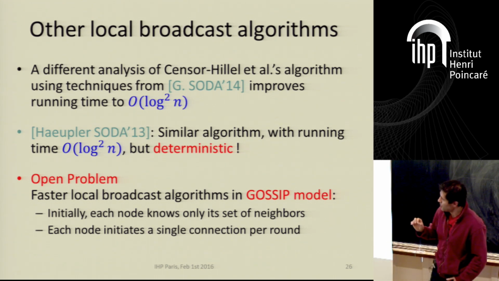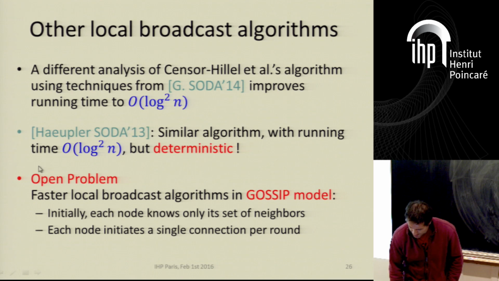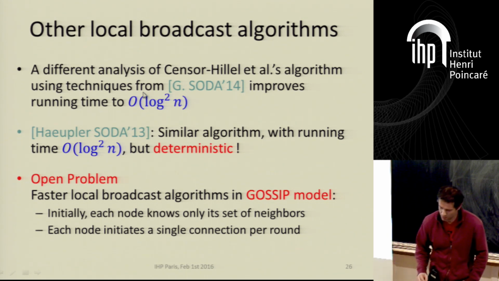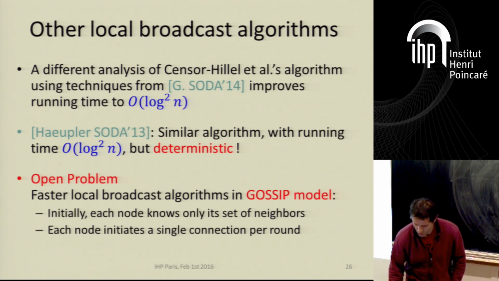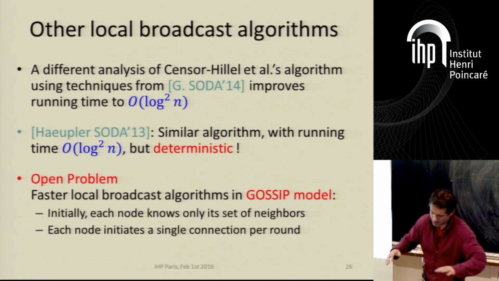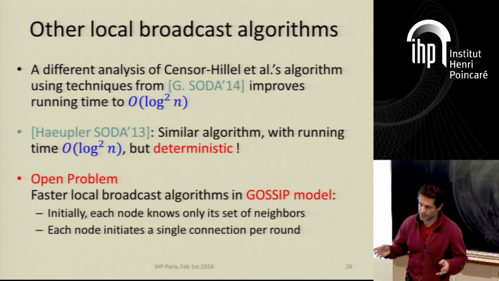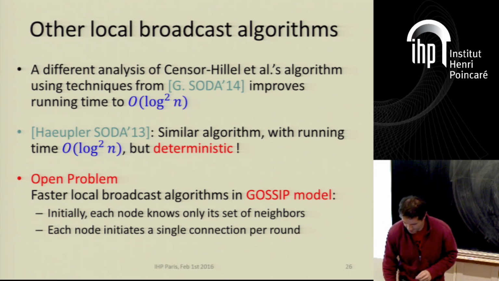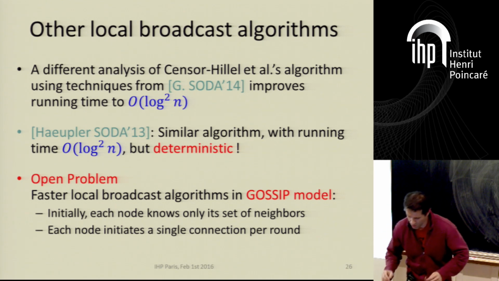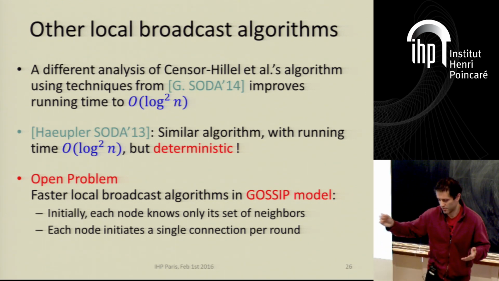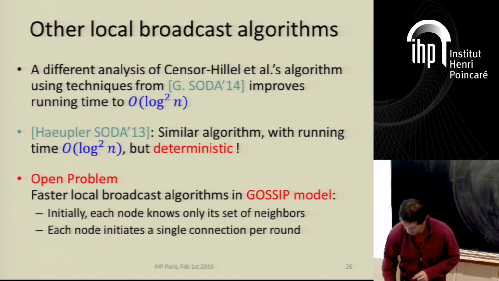Okay, and one very interesting open problem here is to find whether we can solve this local broadcast problem in time faster than log square n in this gossip model. So gossip model is essentially the implicit underlying model we had in all algorithms so far. So we assume that initially the graph topology is unknown, so each node knows only its set of neighbors, and each node in each round can initiate a connection to only one other node. Not necessarily a random one, but only one. Okay?